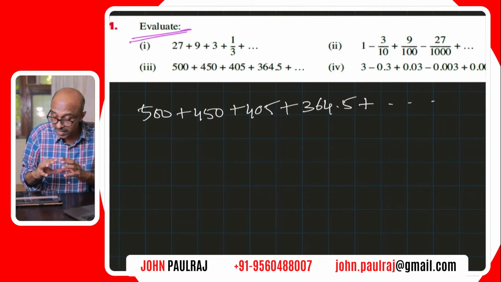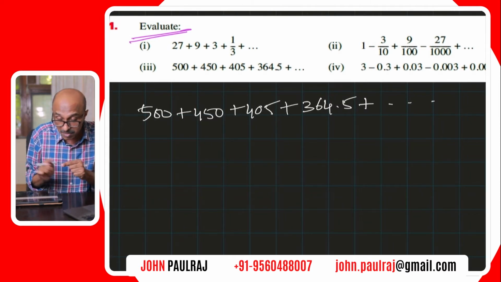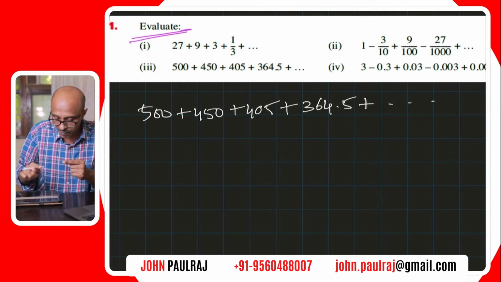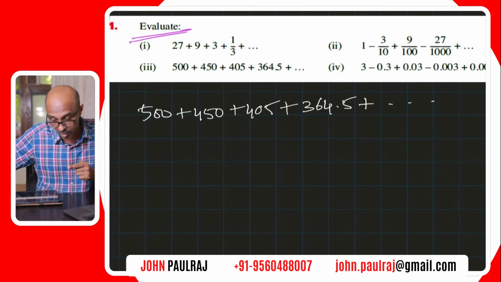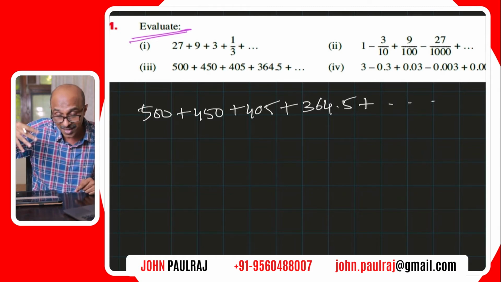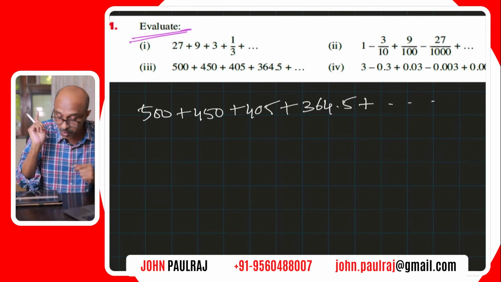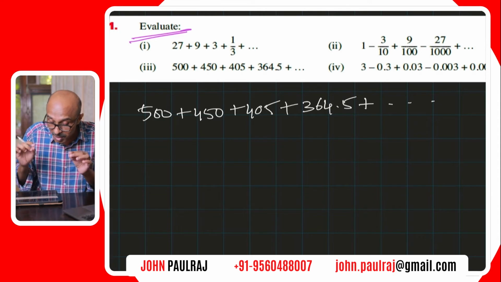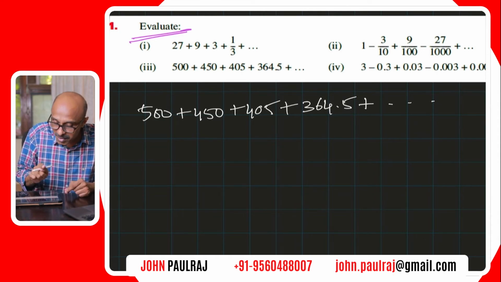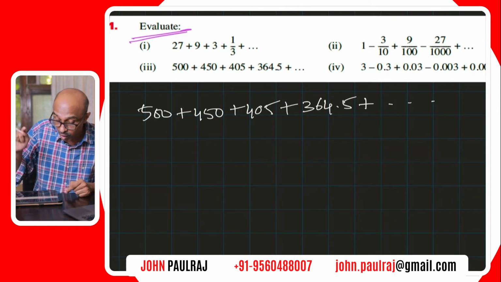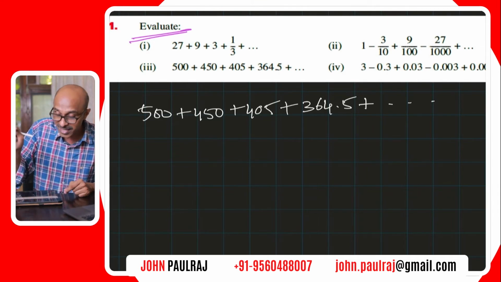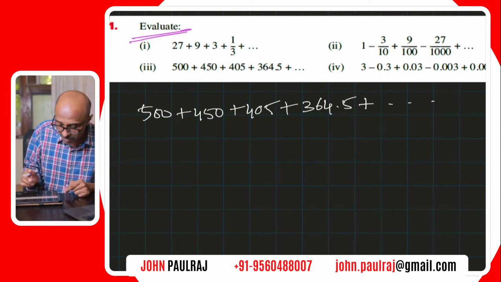So we are just supposed to find the sum of these terms, 500 plus 450 plus 405 plus 364.5 plus dot, dot, dot. Those dots literally give us the hint that this is a sum up to infinity. That's the only clue we have. But we don't know that this is a geometric series, and only after we establish that it is a geometric series can we use the formula for the sum to infinity, and that too, only if the absolute value of r is less than 1. So let's go one step at a time, okay?